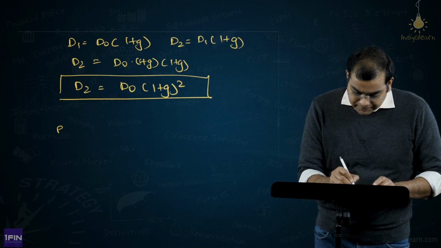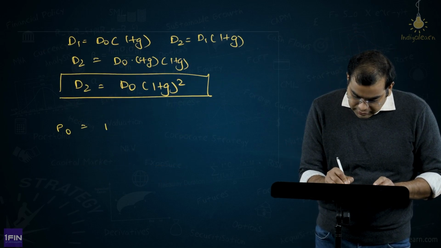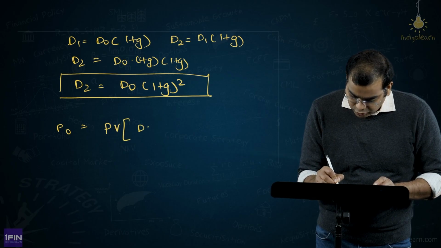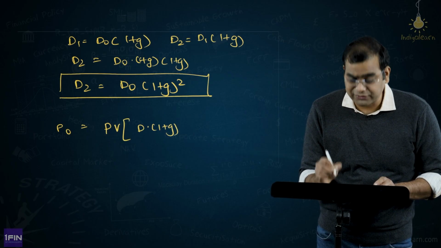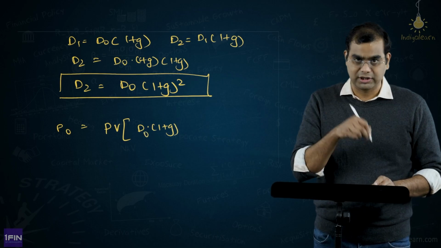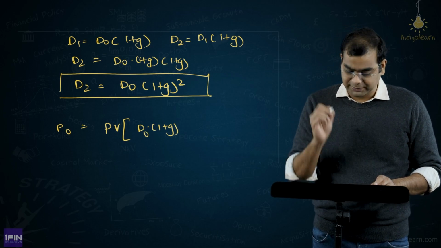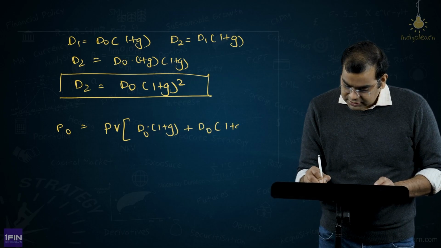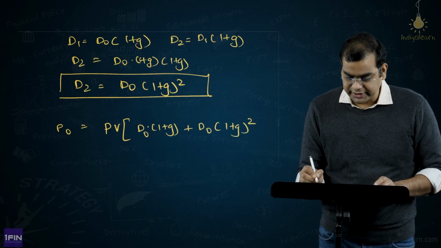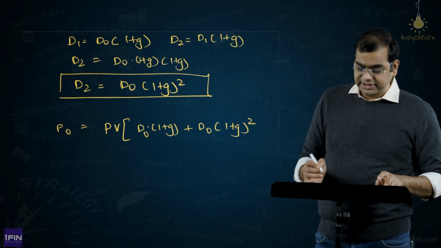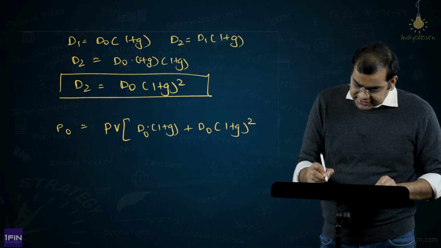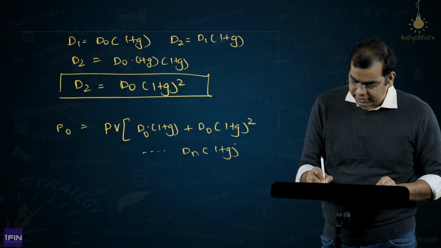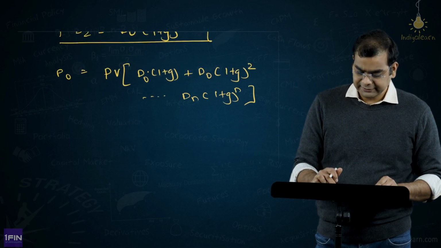So now, P0 is equal to, let me put the same PV, D into 1 plus G, that is the first year. D0 is last year's dividend. Next year's dividend is D0 into 1 plus G, which is the constant growth rate, plus D0 into 1 plus G whole square. So the second year dividend will be D0 into 1 plus G whole square, and so on like this till D0 into 1 plus G whole power n. So far so good, clear?